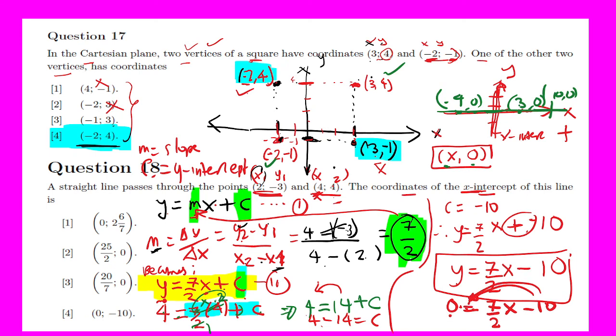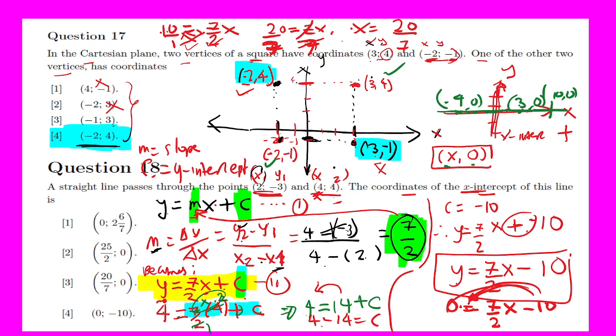So it's going to become positive 10 equals 7 over 2 x. Now I can cross multiply: 10 times 2 and 1 times 7x. 10 times 2 equals 20, equals 1 times 7x, which is just 7x. Then divide both sides by 7. So finally, the value of x equals 20 divided by 7, my apologies, because it's 7x, divided by 7. So it's going to be 20 over 7.